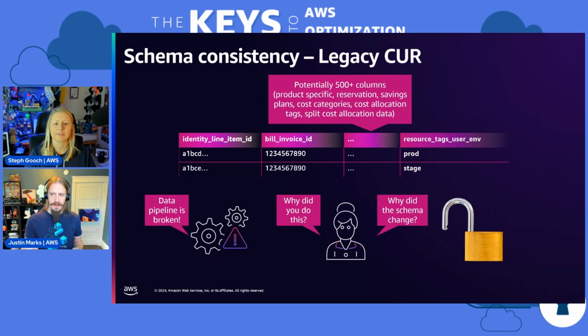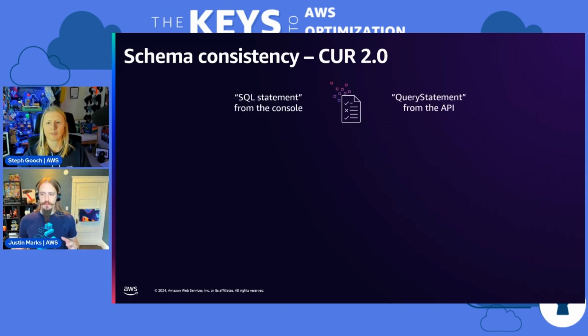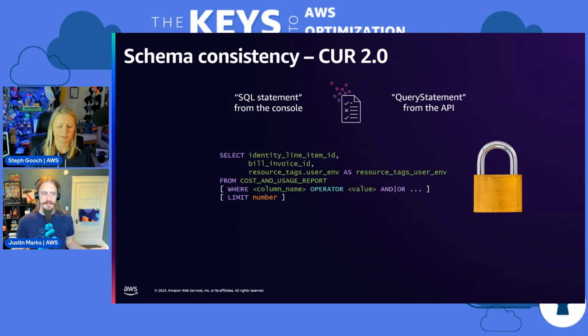So how do we handle this in CUR 2.0? When you create a CUR 2.0 report, you have options. You have your SQL statement if you're building it from the console, or you have the query statement parameter in the API, where you can write a SQL query to lock that schema. So you won't have that problem we talked about in the previous slide.